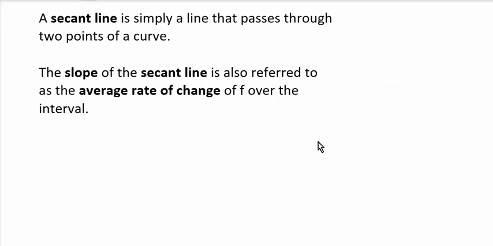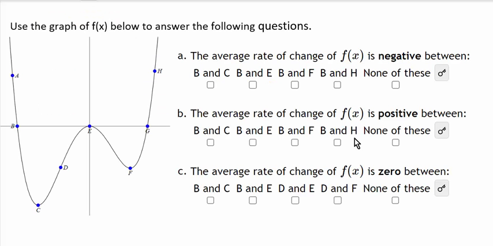It turns out the average rate of change is defined to be the slope of a secant line. A secant line is simply a line that passes through 2 points of a curve. The slope of that secant line is defined to be the average rate of change of the function f over the specified interval. So for example, in part A, they're saying let's look at the interval from point B to point C and determine if the average rate of change is negative.